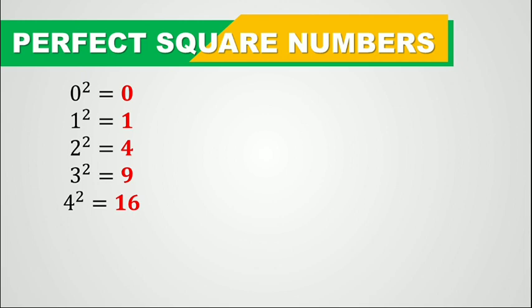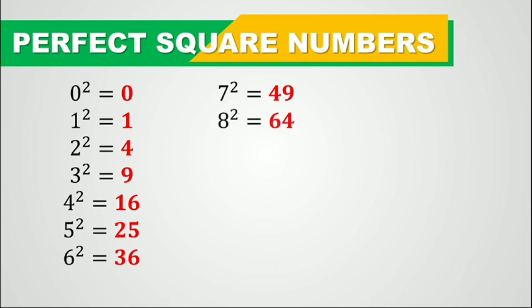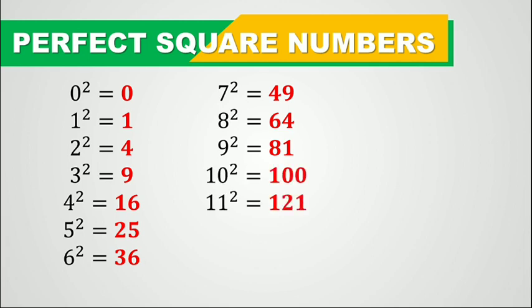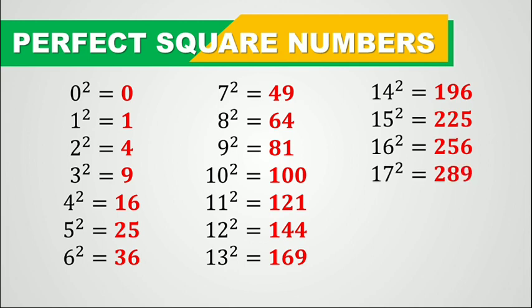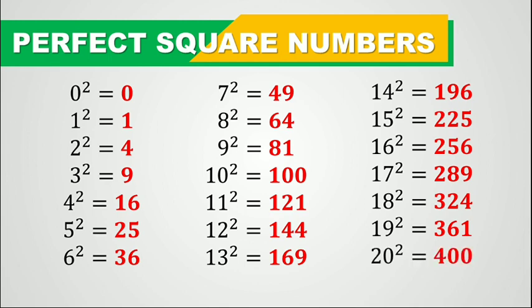4 squared, that's 16. 5 squared, that's 25. 6 squared, that's 36. 7 squared, that's 49. 8 squared, that's 64. 9 squared equals 81. 10 squared equals 100. 11 squared, that's 121. 12 squared, that's 144. 13 squared, that's 169. 14 squared, that's 196. 15 squared, that's 225. 16 squared, that's 256. 17 squared, that's 289. 18 squared, that's 324. 19 squared, that's 361. 20 squared, that's 400, and so on and so forth.